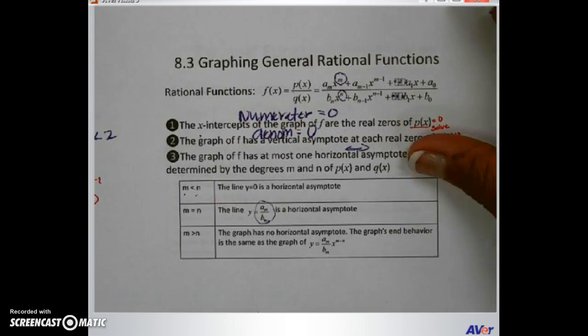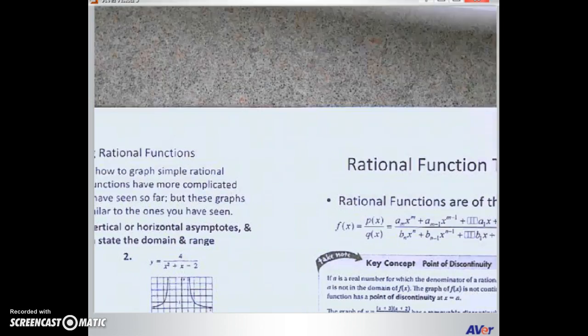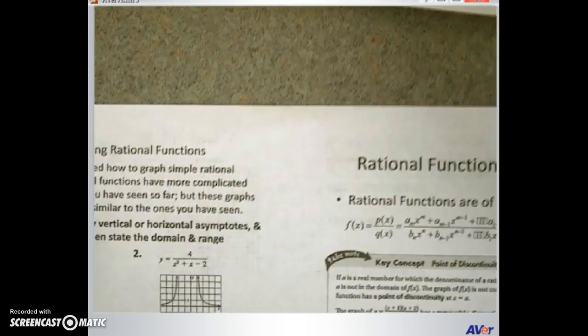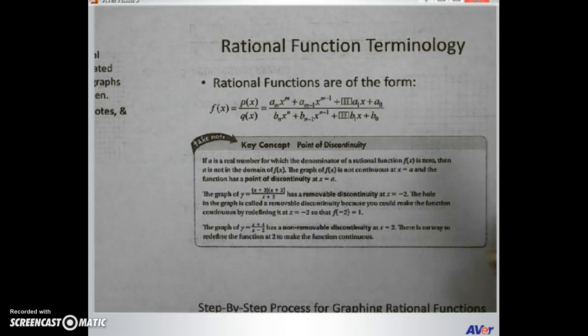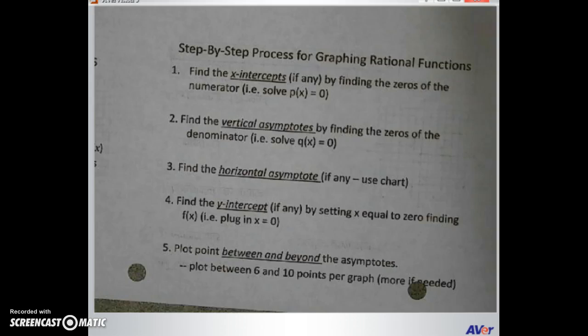But for now, I'm going to talk about these. Basically what I just told you about is the step-by-step portion of this. Realizing that I skipped this key concept because I don't think it's as helpful for us. That's what we're going to do. So these are the steps.